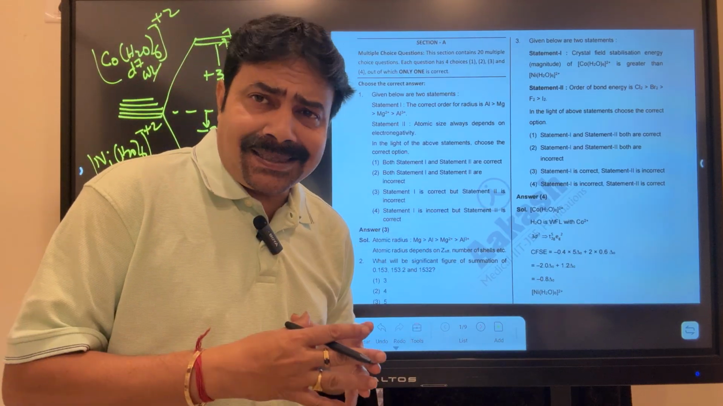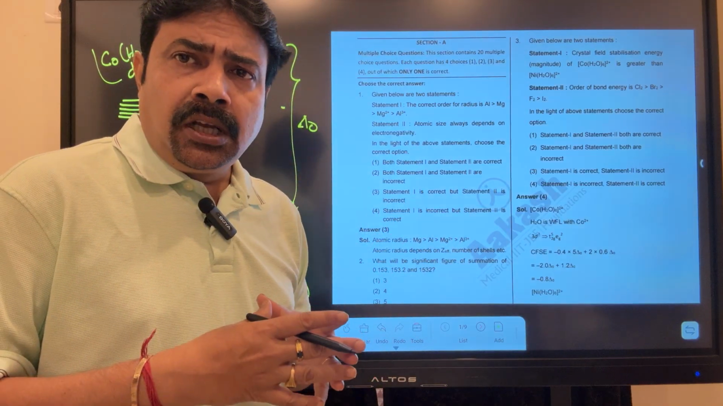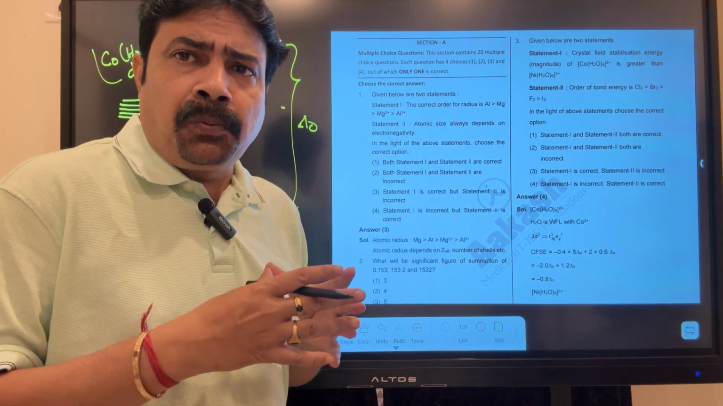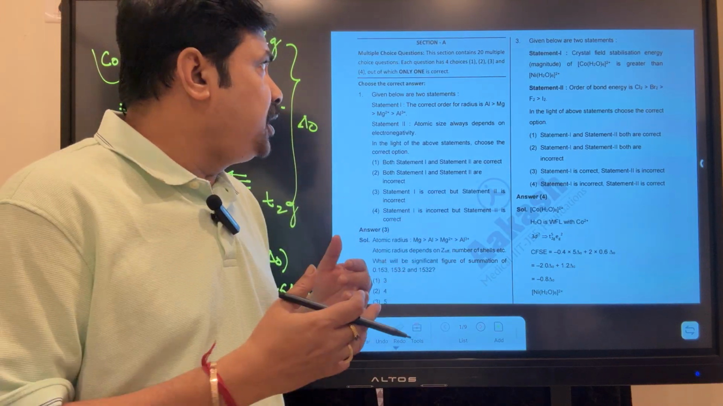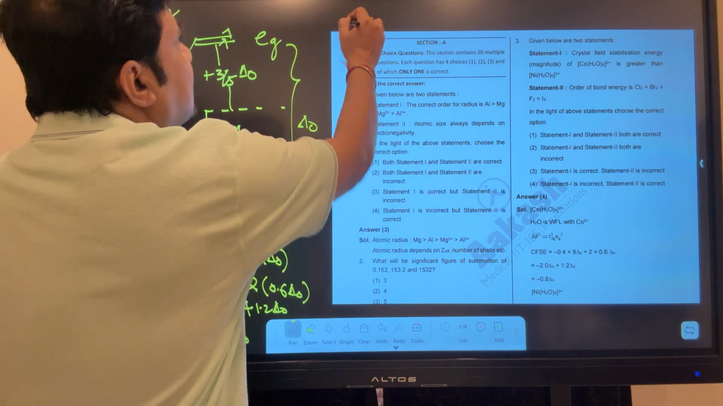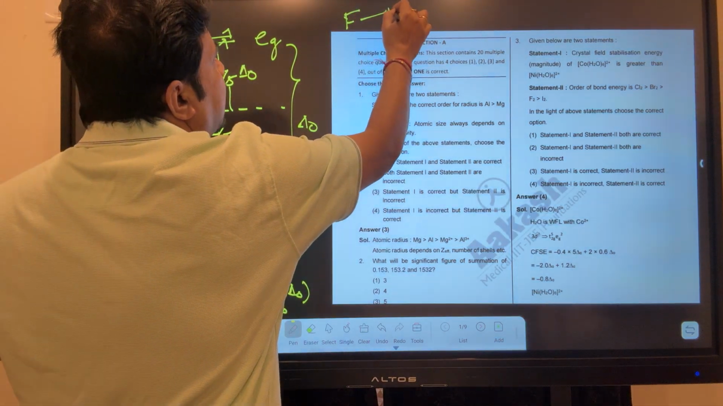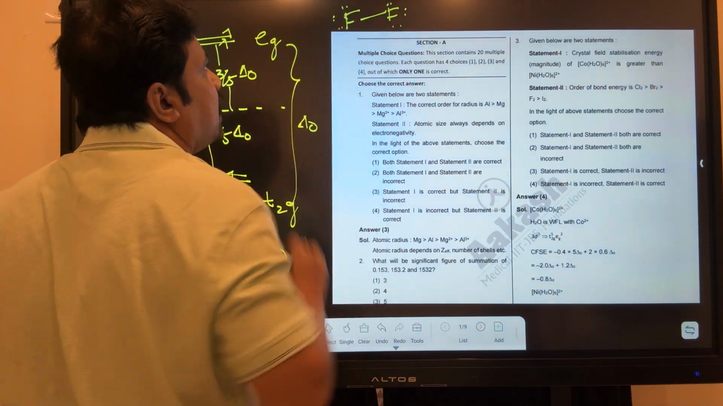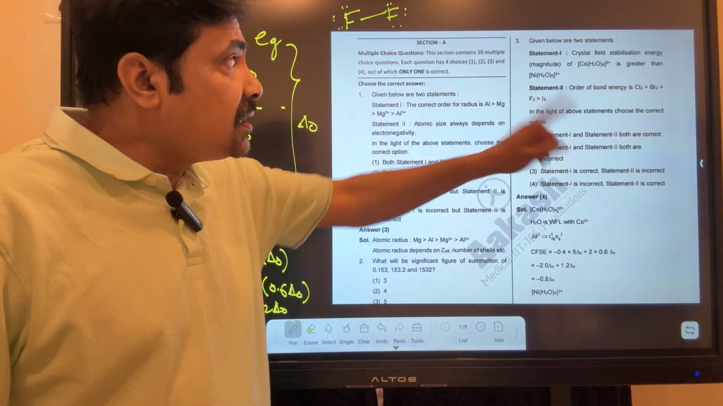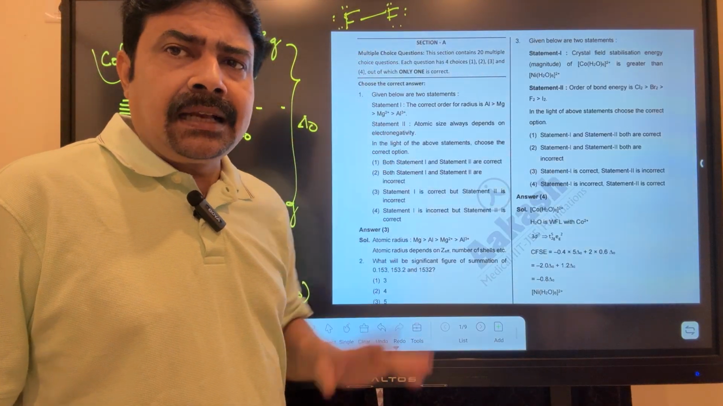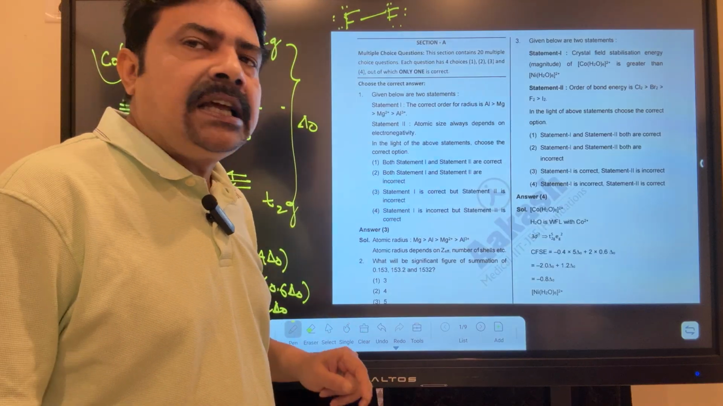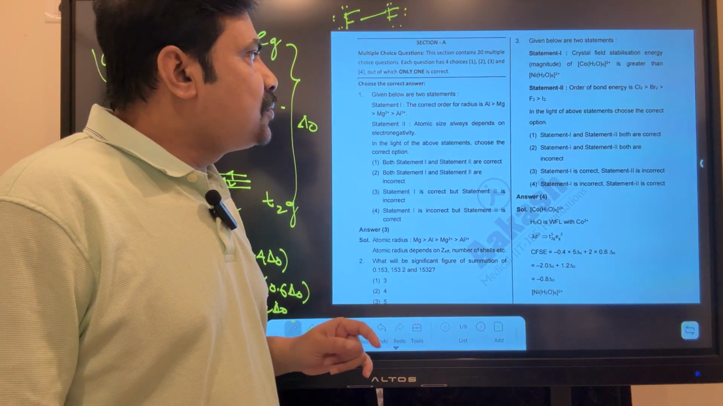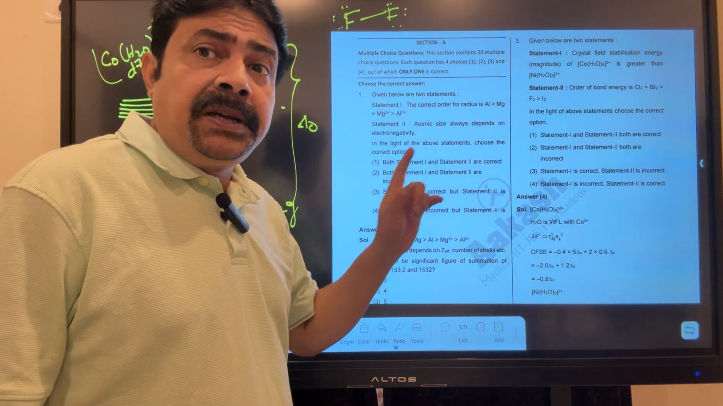Because fluorine is small in size, the overlap will be more, so bond strength will be more and bond length will be less. But fluorine has a lone pair repulsion, like this. Repulsion will be there. That's why bond dissociation energy will be lower than bromine, but a little higher than iodine. That's why that order is the correct order. That's why statement 1 is incorrect, statement 2 is correct.